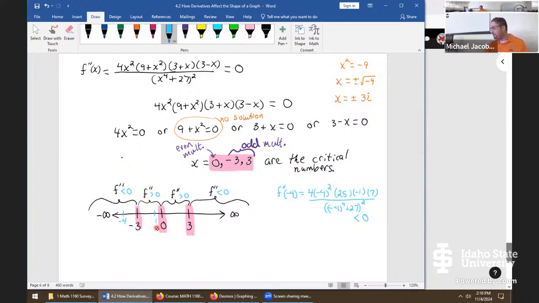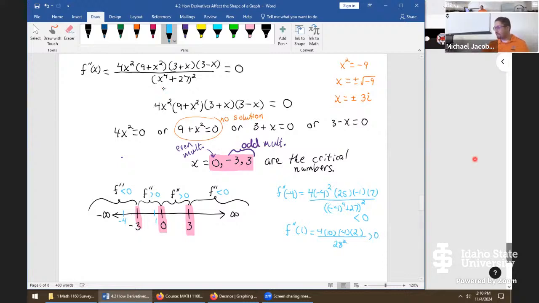So plug in 1, we have f double prime at 1, which means this is 4 times 1 squared, just a 4. This group is going to be a 10. We're throwing in 1, so now we have a 4. And then a 2 on the next group. Down below, it's going to be just a 1 plus 27, so it's a 28 squared.